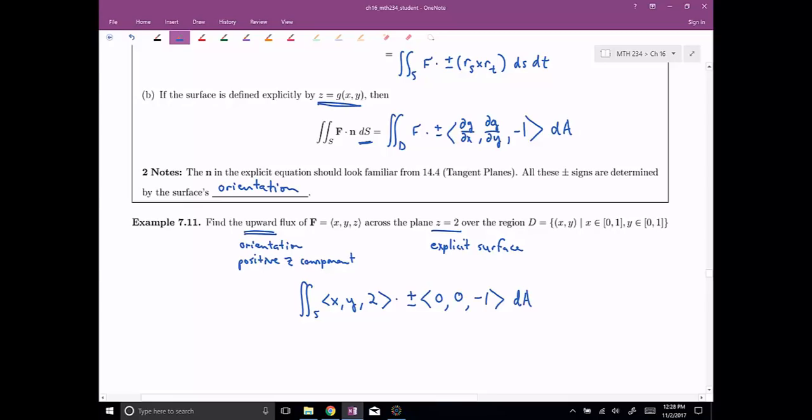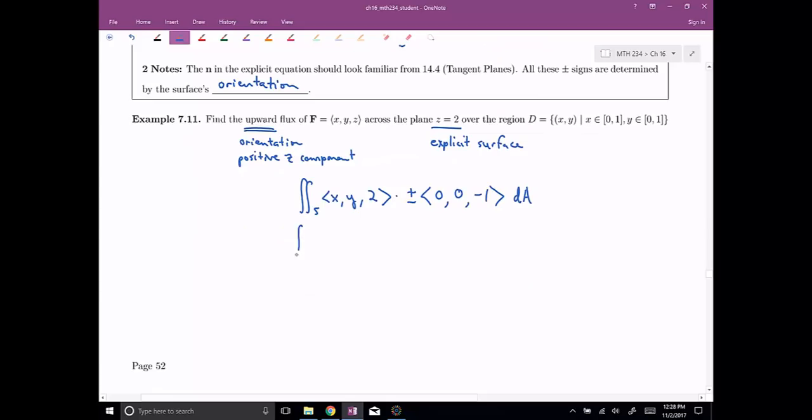So in this case, we have to choose between plus or minus. Well, if you want a positive z component, I'm going to choose the -1, because minus -1 is going to be +1. So this is going to be the surface integral of x, y, 2 dot 0, 0, +1 dA. And when you take that dot product, we're going to have 0, 0, and 2. So this is going to be 2 dA, and we're over this region here.